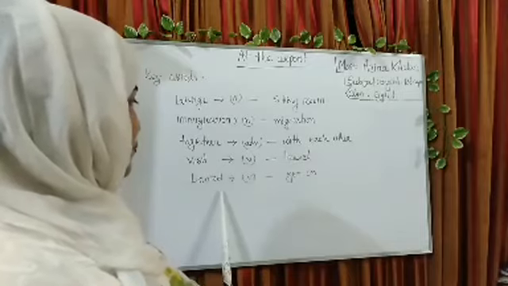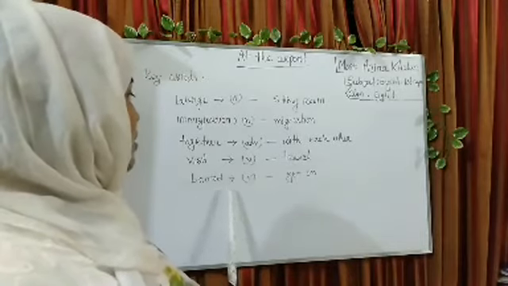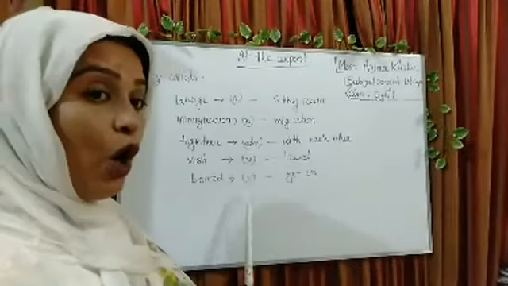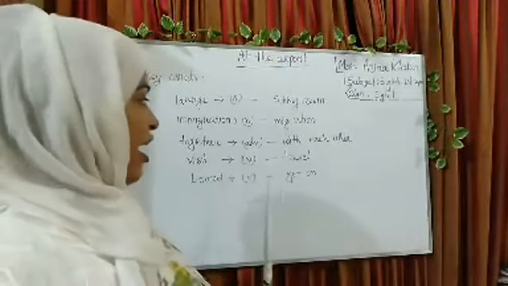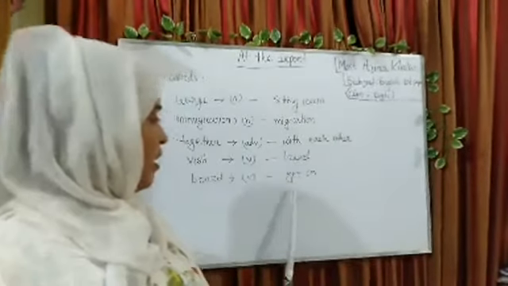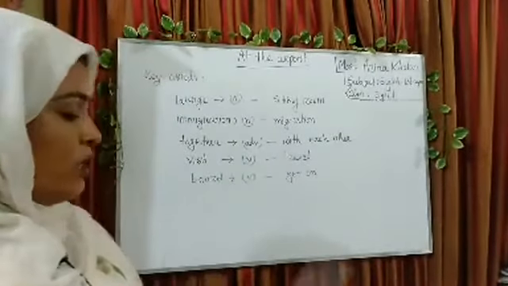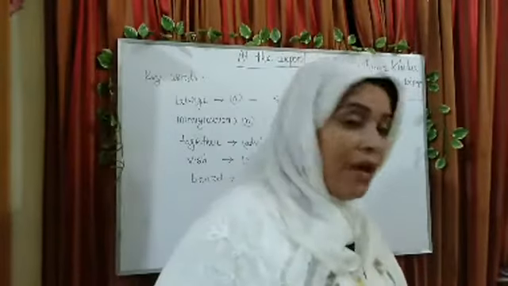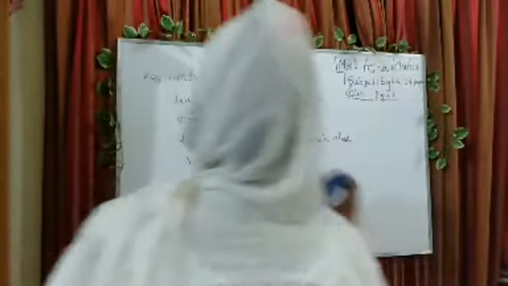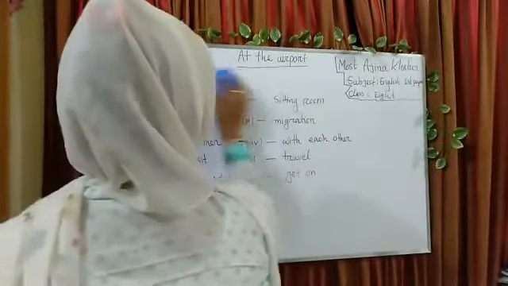Board is a verb, and its synonym is get on. Board's synonym is get on. Okay, dear learners.